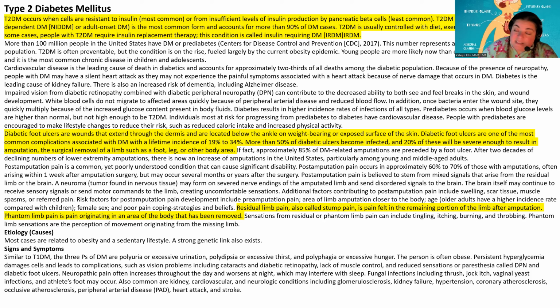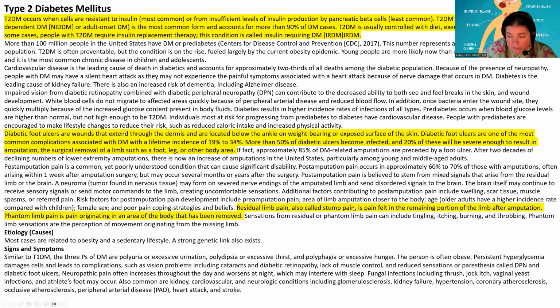All right. Persistent hyperglycemia damages cells and leads to complications such as vision problems, all right, including cataracts and diabetic retinopathy, lack of muscle control, and reduced sensations or paresthesia, all right, called DPN, and diabetic foot ulcers, which we just talked about. Neuropathic pain often increases throughout the day and then worsens at night, which can interfere with sleep. And they are very prone to fungal infections like thrush, jock itch, vaginal yeast infections, athlete's foot. You can also have kidney, cardiovascular, neurologic conditions, kidney failure, hypertension.